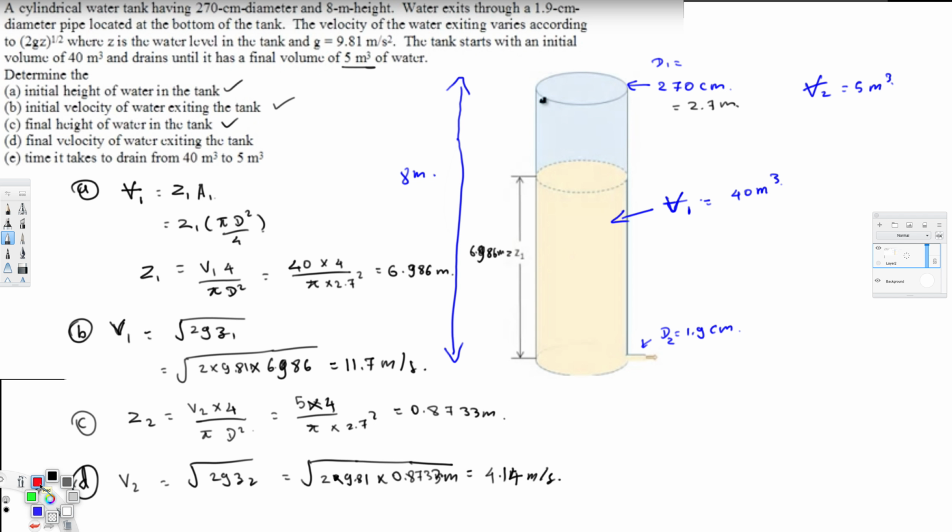Maybe use a different color, maybe the E part. Okay, so we have found this one. Time it takes to train from 40 meter cube to 5 meter cube. So let's see how we can calculate.